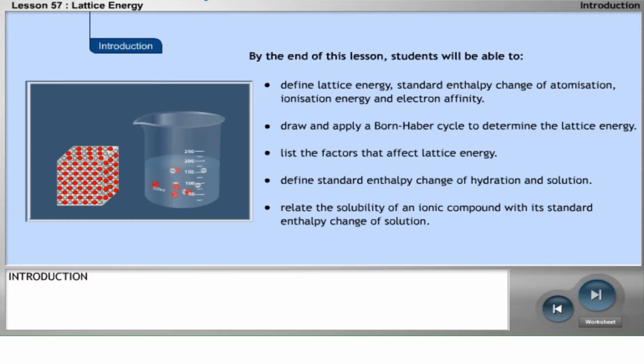Define standard enthalpy change of hydration and solution. Relate the solubility of an ionic compound with its standard enthalpy change of solution.